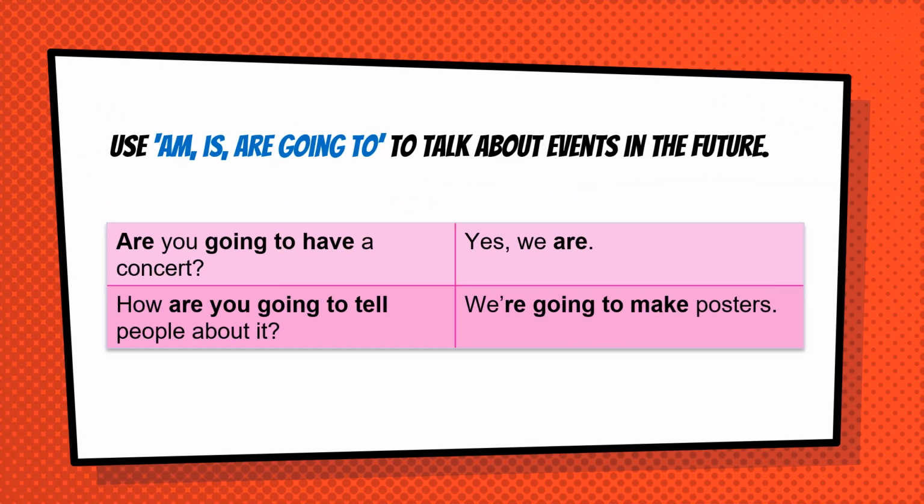We use am, is, or are going to to talk about events in the future. Here are some examples. Are you going to have a concert? Yes, we are. ¿Vas a tener un concierto? Sí. How are you going to tell people about it? We're going to make posters.